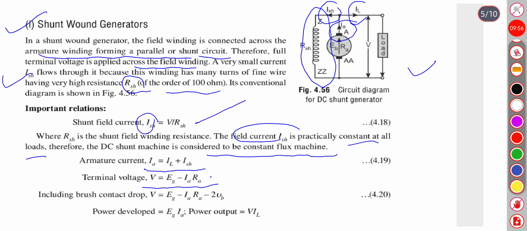IARA is the voltage drop across the armature. Including brush contact voltage drop, we can subtract 2 VB from this. So the power developed will be equal to V into IL. V is the voltage across the load, IL is the current passing through the load.